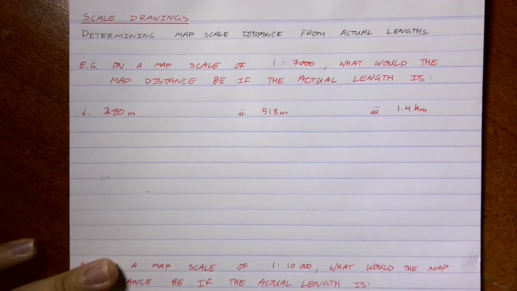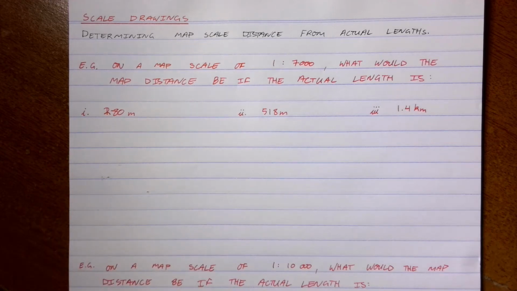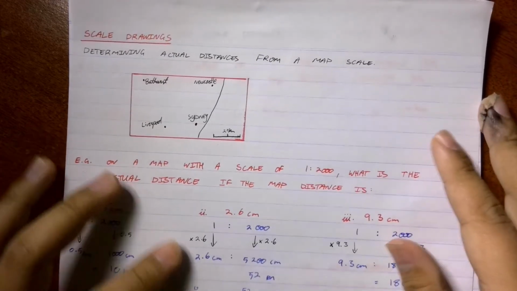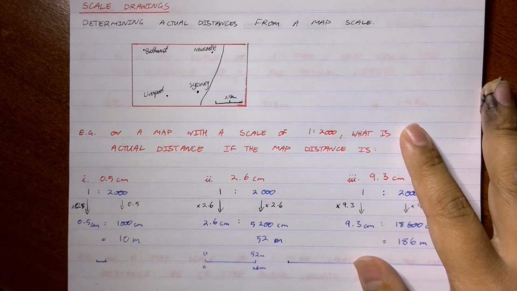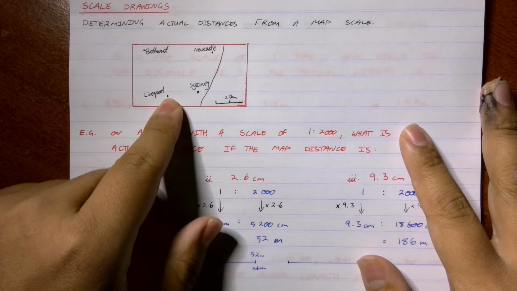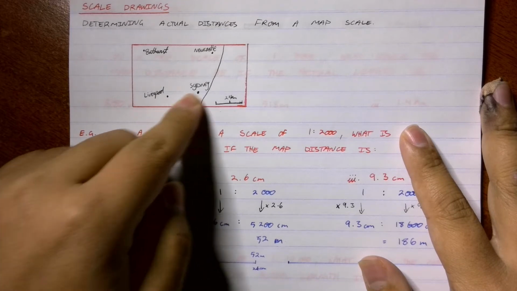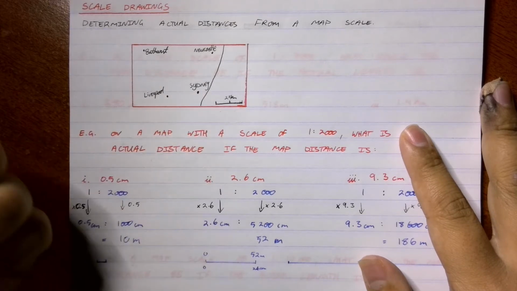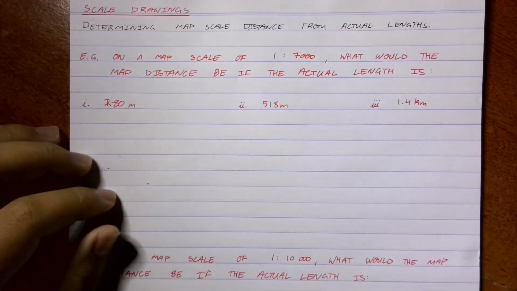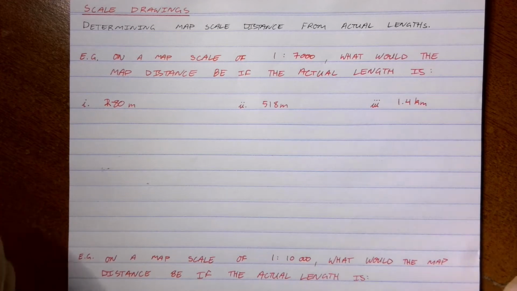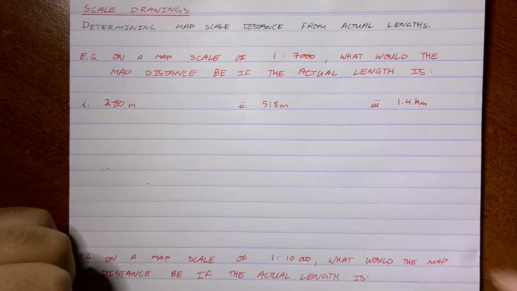In this video we're going to look at determining mapped scale distance from the actual length. Just as a point of comparison, in the previous video we found the actual distance given the mapped scale. So let's say, for example, from Liverpool to Sydney we can measure 1.5 centimeters, but the actual distance we can calculate. Now, in this one, what happens if we are given the actual distance? What would that actual distance be on the map?